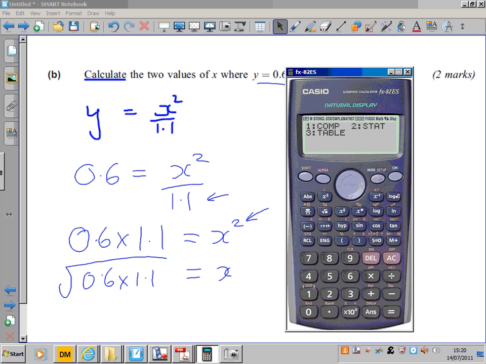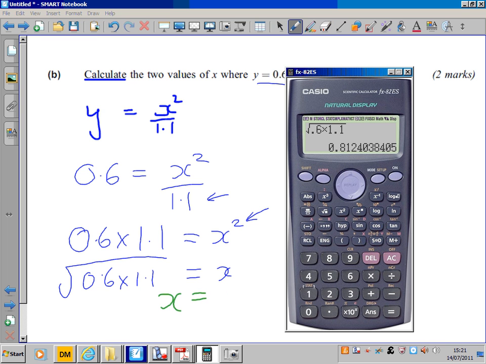I'll just type that in on my calculator, exactly as it's written there. So go back into normal mode again, mode 1, and then I just want to do the square root of 0.6 times 1.1. Okay, so that's given me an answer there in fraction form. To change back to decimals, just press this SD button, and I get 0.81. So x equals 0.81.